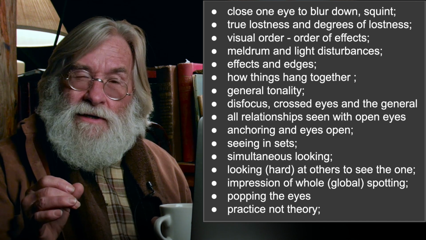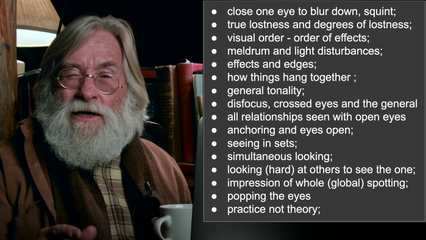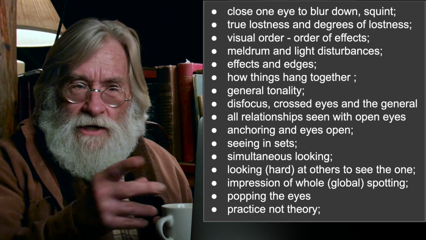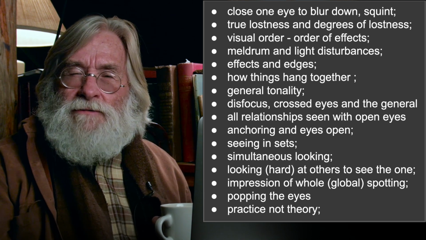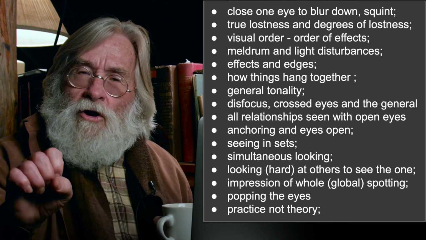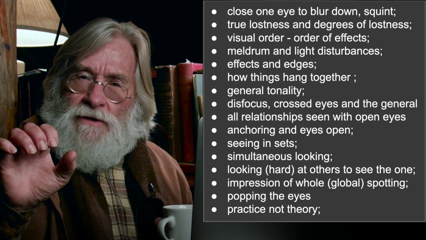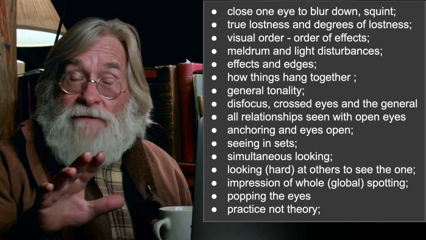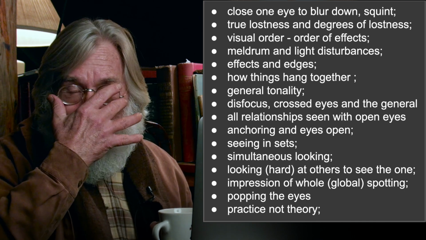Understand, close one eye. This is by far the easiest way to do it. Close one eye and begin the shutting down process. So true lostness and degrees of lostness. If you blur down enough, you can make it all disappear, right? That's essentially shutting your eyes. You open up your eyes a little bit, and you'll start seeing who's on first. And that's my goal with doing this thing that I've been calling blurring your eyes, okay?